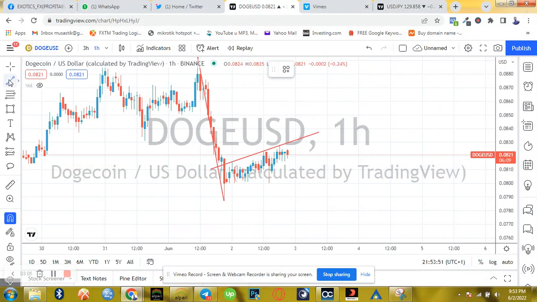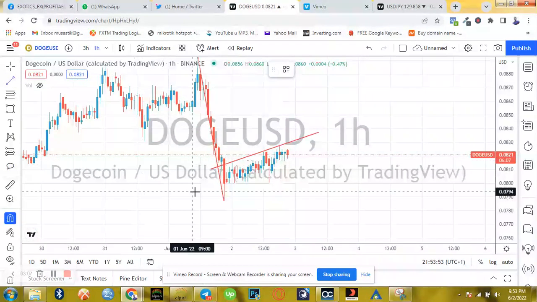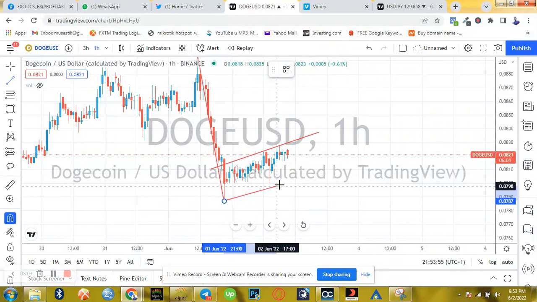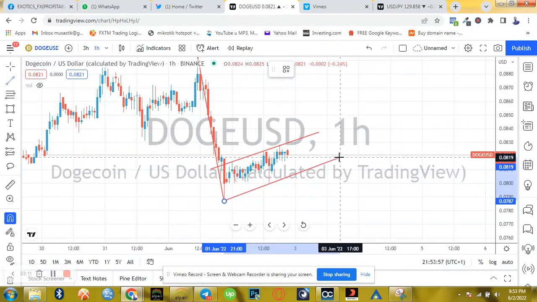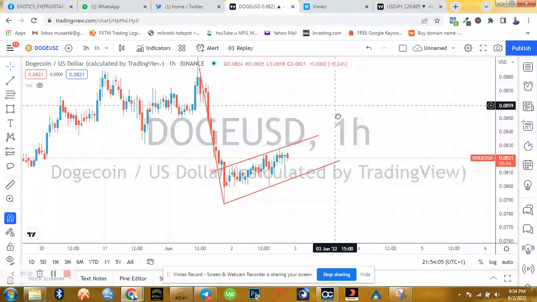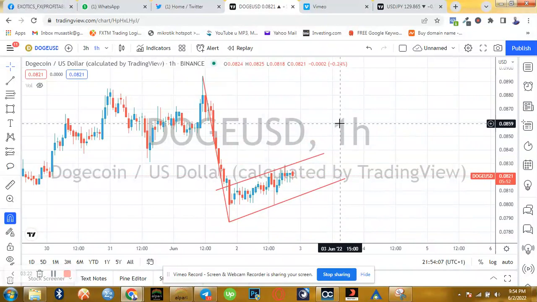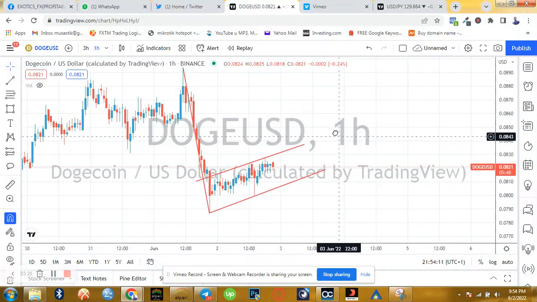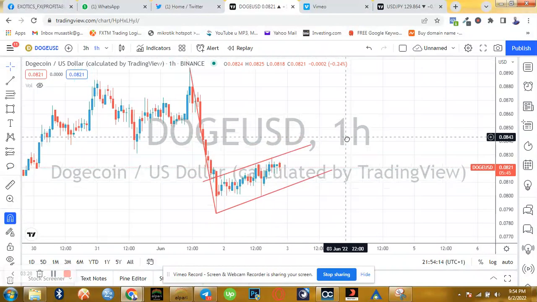I pick the trend line tool and join it with another one here. You can see it form a flag. I forgot to tell you there are two types of flag: a bearish flag and a bullish flag. This kind of flag is a bearish flag.